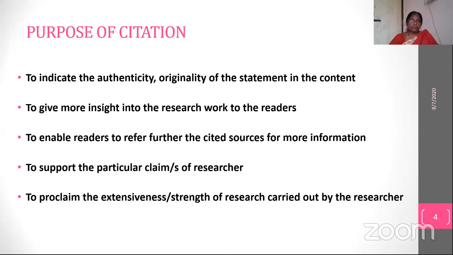And another purpose of citation: my work proclaims that the work is great, intensive, totally strong, wonderful, extensive, elaborate, perfect. To claim that, we seek the support of the references or the citations.